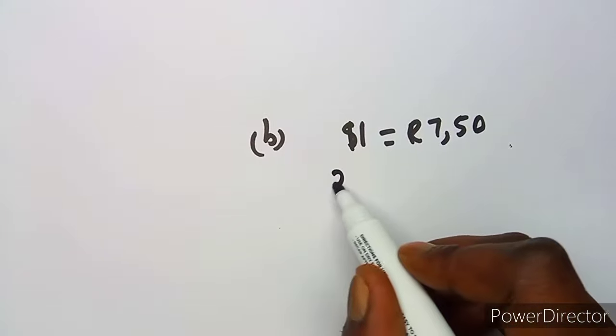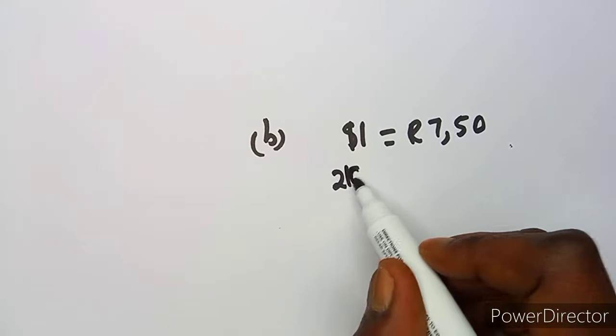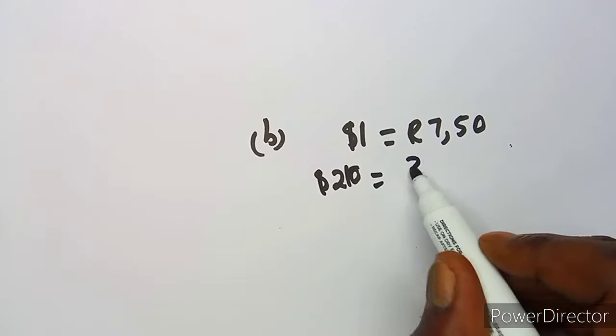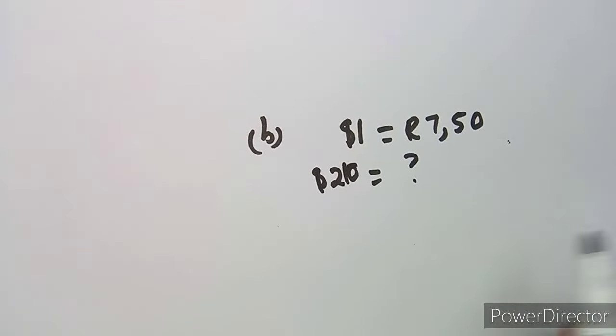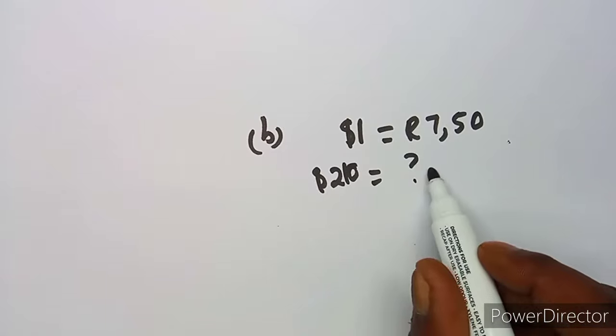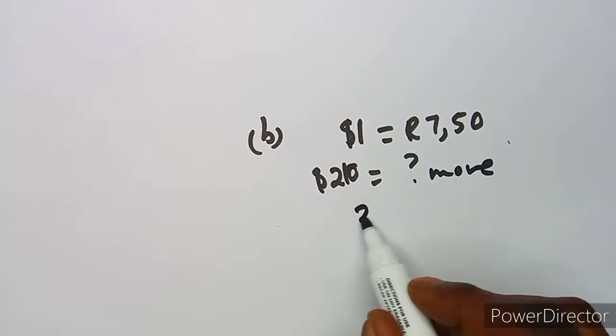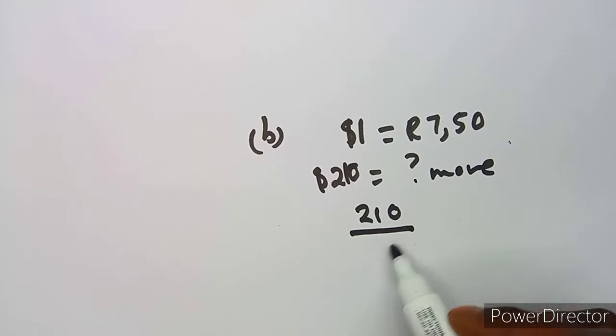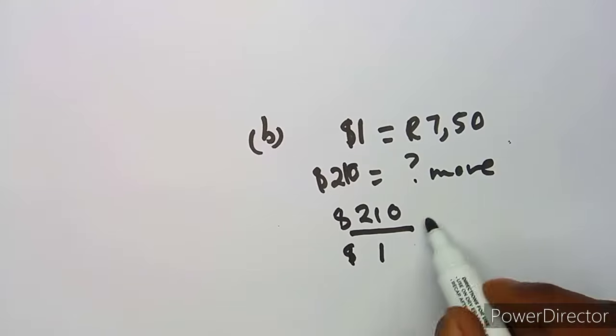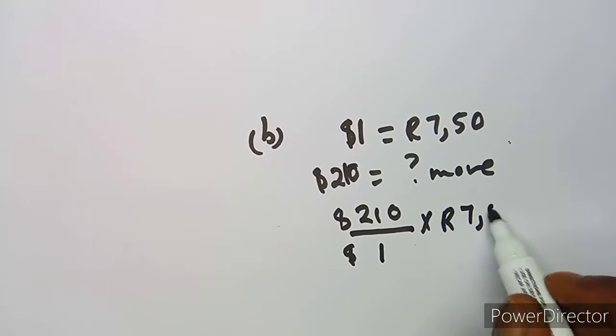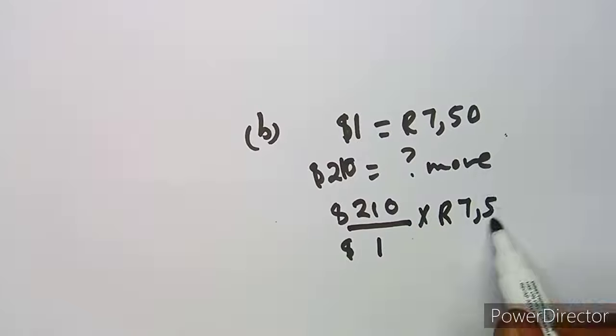What about someone who has to convert $210? How much is he going to have in rands? So it's simply what you're given here. It's going to be more, as we can see. So it's 210 over 1. These are dollars, and dollars you multiply by 7,5. So when you are calculating, just use 7,5.